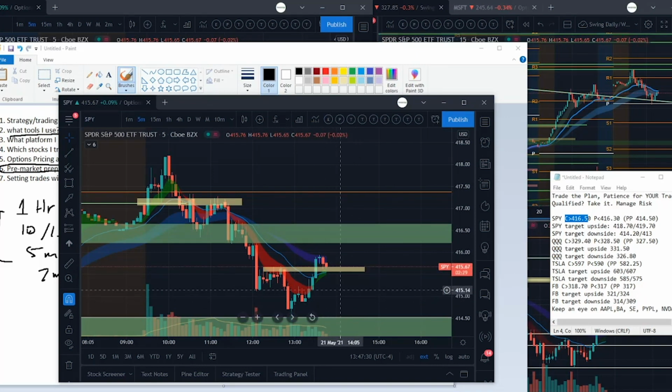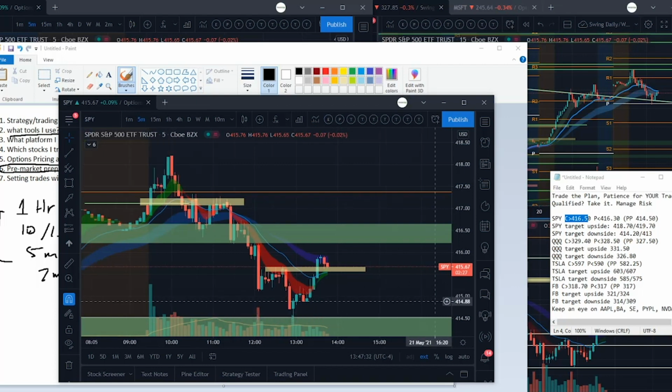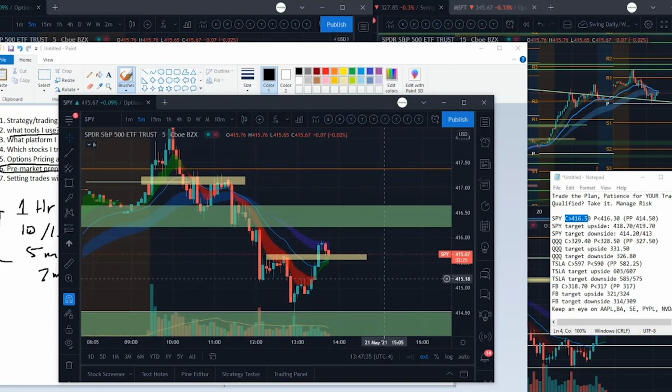So if I'm looking for longs and it's Friday, just to give you a quick sneak peek on the option selection, I'm going to be looking at calls that expire next Monday for the day trade. And I'll be looking around 30, so 25 to 35 delta, right?